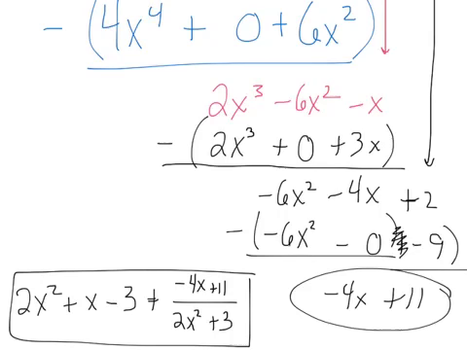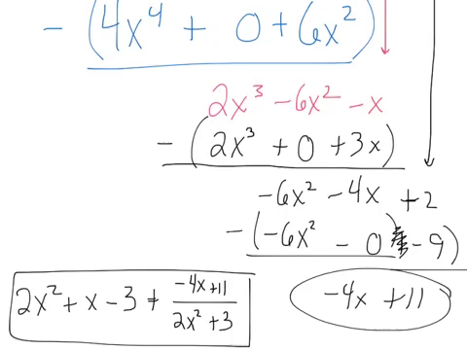What if the remainder were 0? Then the divisor and the quotient are the factors of the dividend. Write it down: if r equals 0, then the divisor and the quotient are factors of the dividend.